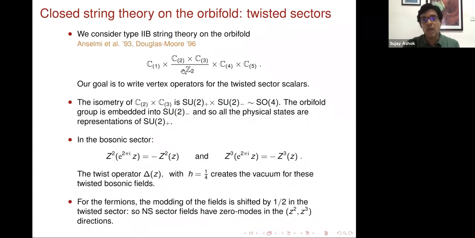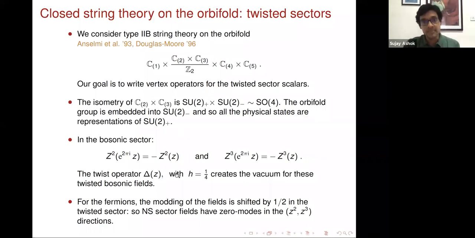Okay, so if you didn't have the orbifold, the isometry group of the space is just SO4, which I'll write as SU2 times SU2. And the orbifold group, this discrete group Z2 or ZM, is going to be embedded in one of these two SU2s. So the ALE space has SU2 as the isometry group. What we'll find is that all physical states of the orbifold, before you introduce the D-planes, will be described by representations of SU2. Okay, so let's see how to write vertex operators.